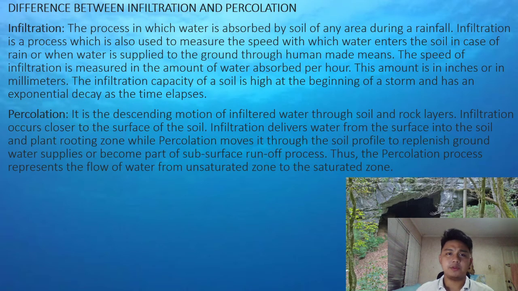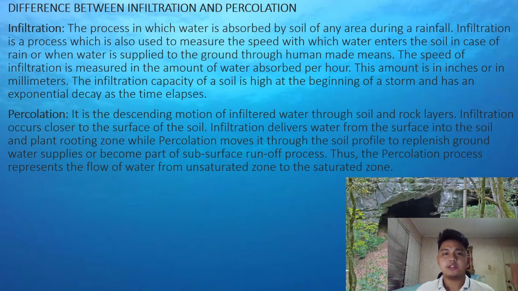So what is the difference between infiltration and percolation? Infiltration, as discussed previously, is the water absorbed by the soil of any area during a rainfall. It is also a process to measure the speed at which water enters the soil in case of rain or when water is supplied to the ground through human-made means. The speed of infiltration is measured in the amount of water absorbed per hour, but it can be in any time, in minutes or in days. So this amount is in inches or in millimeters.